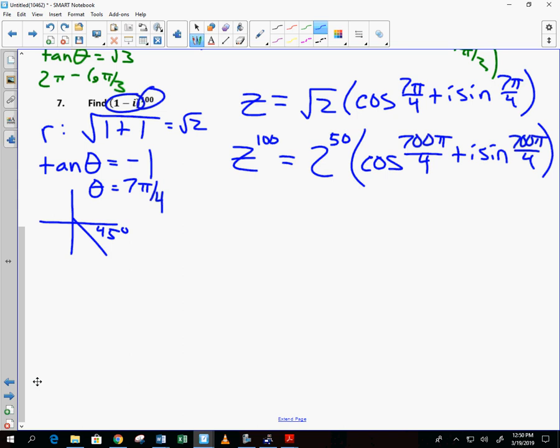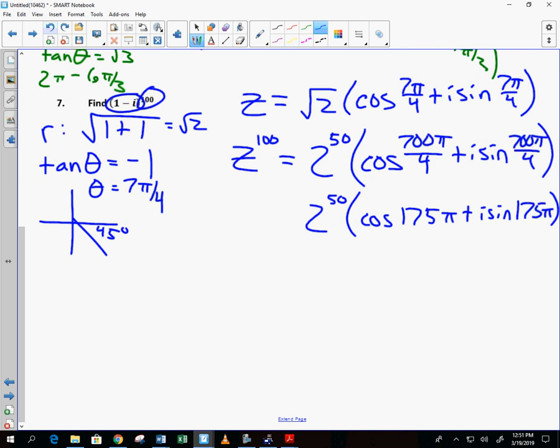Okay, Ishika makes a good point here. She says that she would subtract off 8 pi over 4 over and over and over again. This would take a long time, wouldn't it? So, yeah, let's just divide. What's 700 divided by 4? So is 175 pi more than once around? Yeah. So we would have to subtract off 2 pi every time, right?